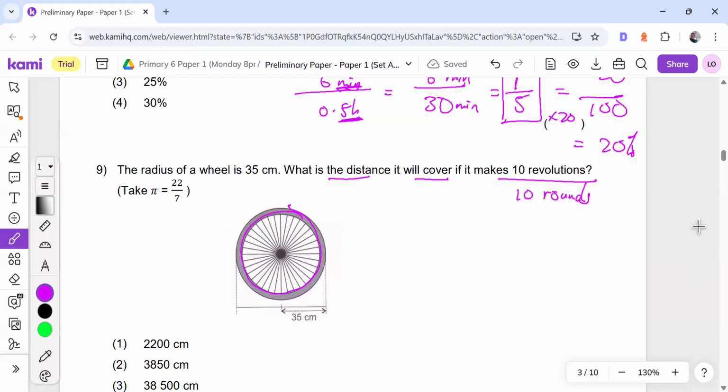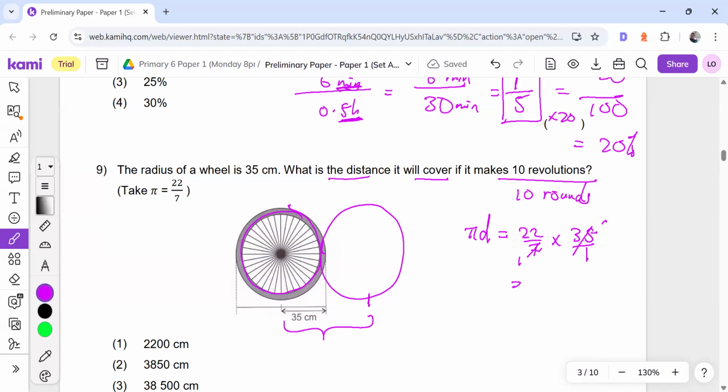So when the wheel has made one round, what is the distance traveled? You will have to find the circumference of the wheel. Then you will know how far the wheel has traveled. And it is not 35 times 2. You will have to find the circumference of the wheel, pi d. Pi is 22 over 7, diameter is 35. Change the whole number into a fraction. Cancel 7, cancel 35. So 35 divided by 7 is 5. Then 22 times 5 is 110. 1 times 1 is 1.